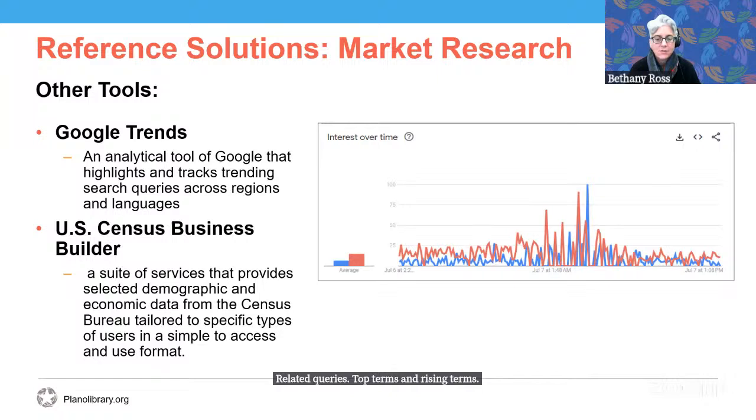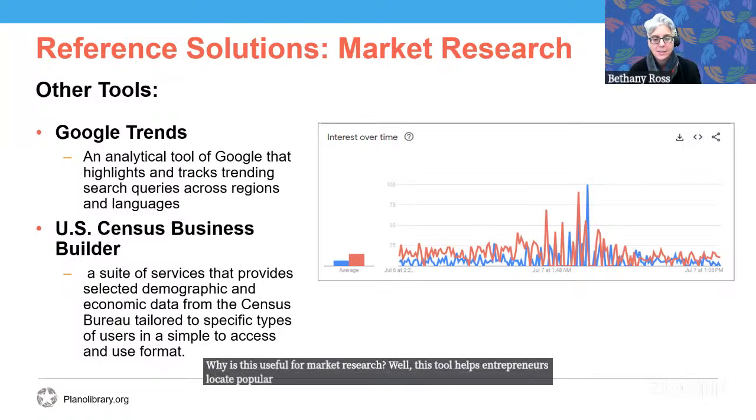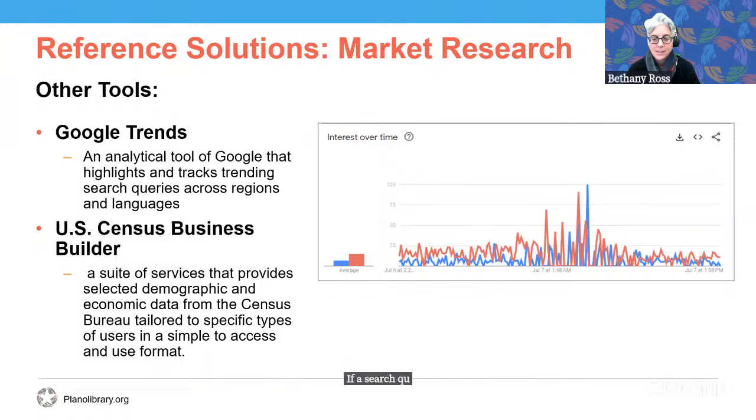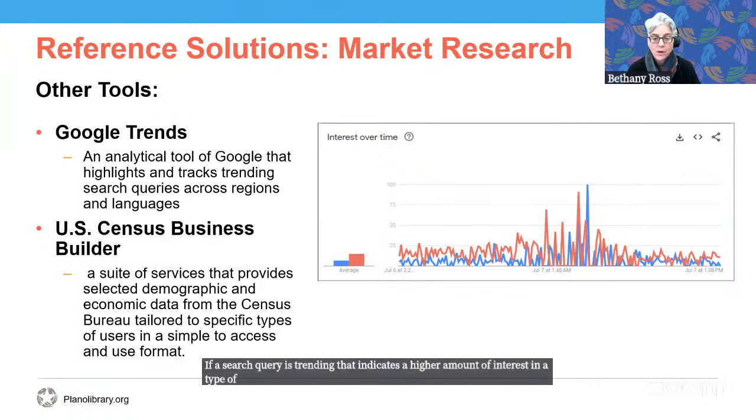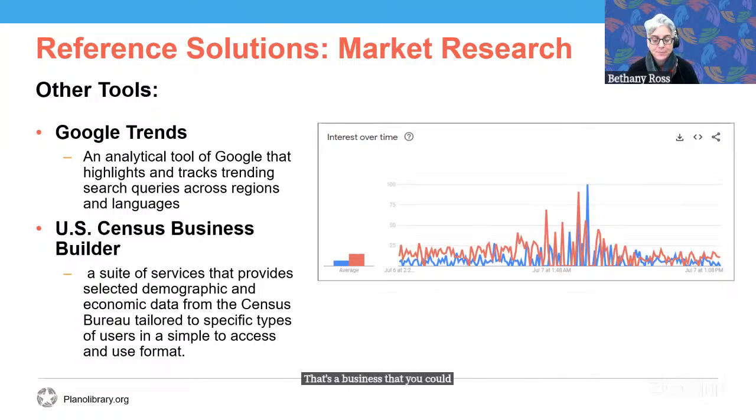Why is this useful for market research? Well, this tool helps entrepreneurs locate popular industry topics and determine consumer interest. If a search query is trending, that indicates a higher amount of interest in a type or category of product or service, that's a business that you could attempt to cater to.